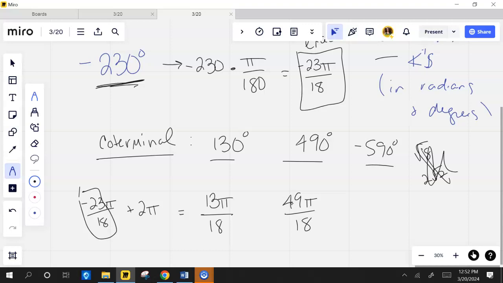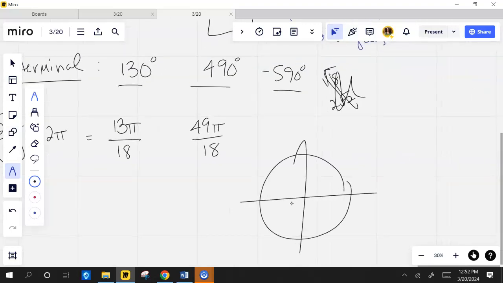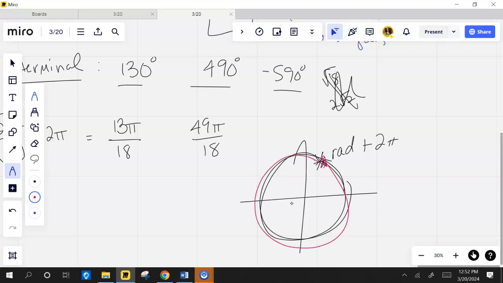2 pi. That's how I find my coterminal, because wrapped all the way around the circle is 2 pi. So if I started here and I'm in radians, whatever this angle is in radians, to find the coterminal to wrap all the way around, I would add 2 pi because all the way around the circle is either 360 degrees or 2 pi in radians. To go the other way, you could subtract 2 pi. If I went this way, I would subtract 2 pi.